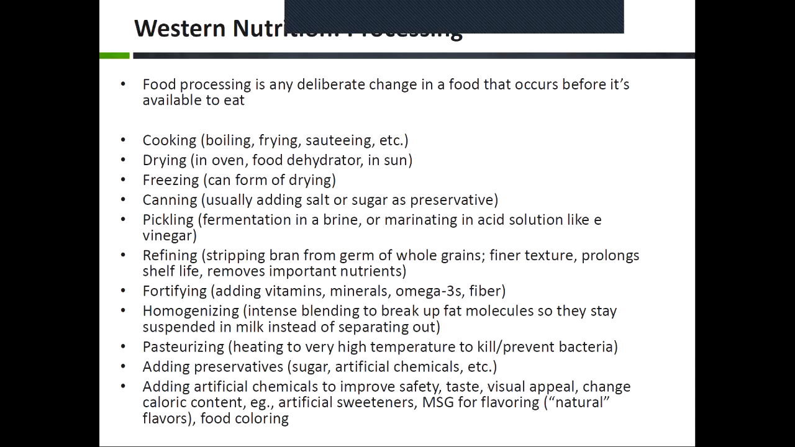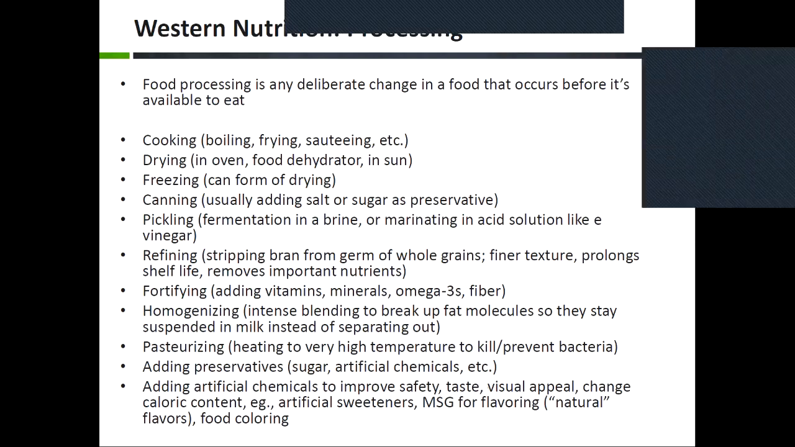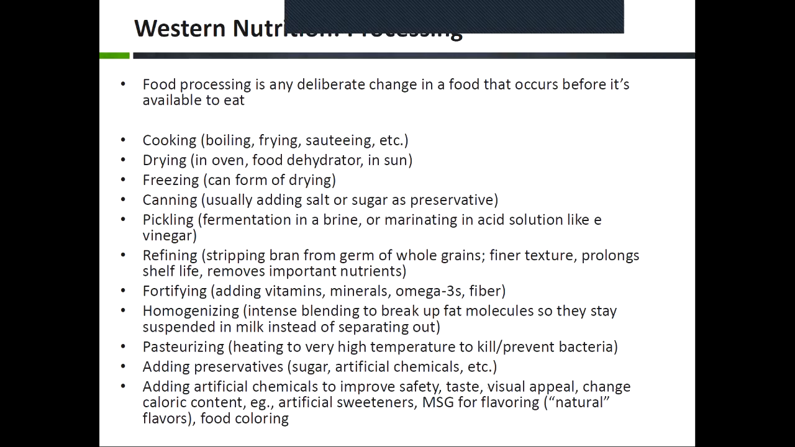So some of the processing that's done in the West is, number one, let's see, there's a lot of chat happening. Oh, you're not one of them, Sarah. She's not one of them. She's the good guy. Okay.